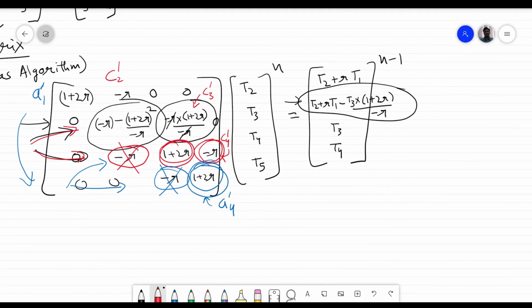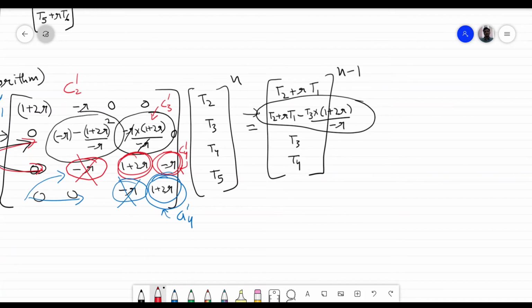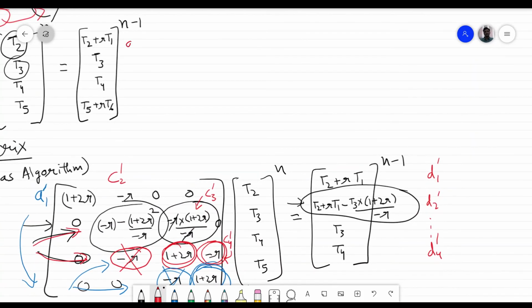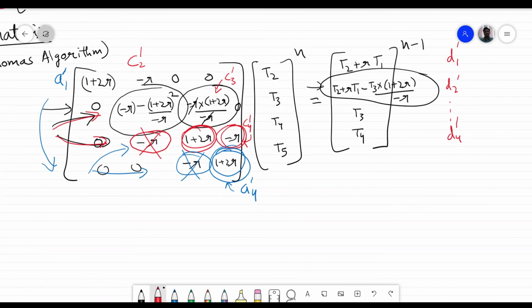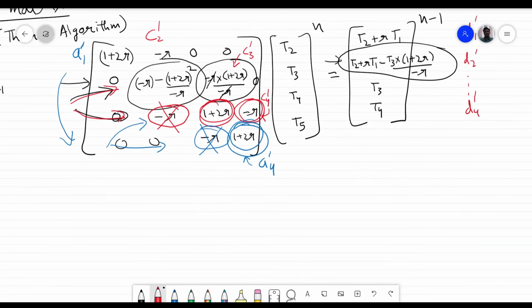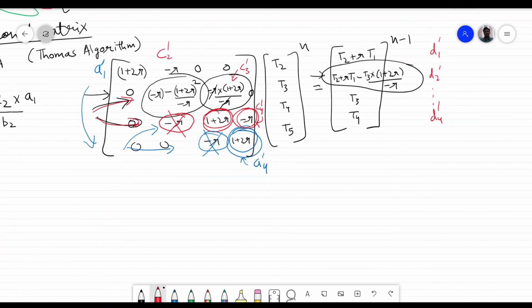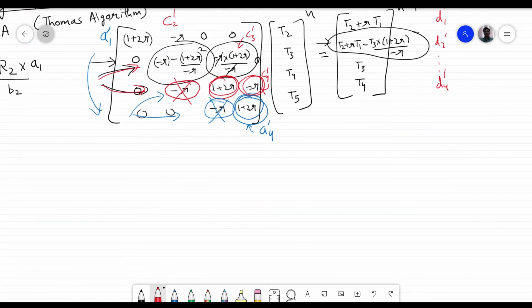And on the right hand side, let's call them D. So you get D1 prime, D2 prime, D4 prime. Let's say these were D1, D2, D3, D4. So you modified these values by Gauss elimination. Now it becomes very simple.